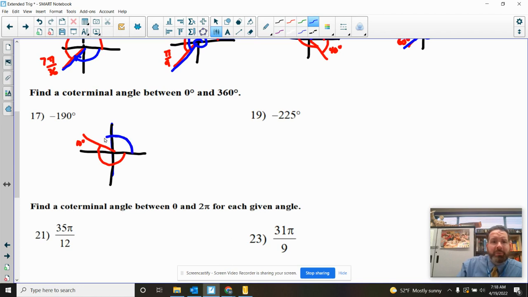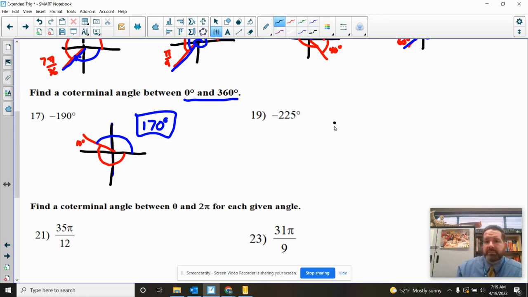Here's the thing, though. It's coterminal with this blue angle. This blue angle is between 0 and 360. It's a positive angle that's less than one full rotation. This is asking, what angle is that blue angle that gets us to the same spot? Well, it's a half turn minus 10 degrees. So that's 170 degrees.